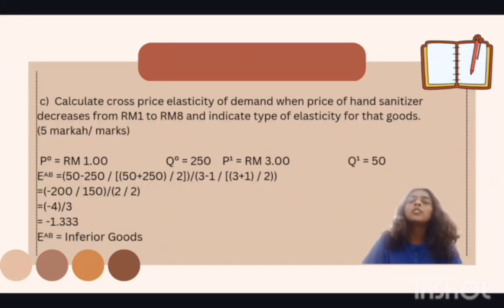Hi, today I'm going to explain question C. Calculate cross price elasticity of demand when price of hand sanitizer increases from 1 ringgit to 3 ringgit and indicate the type of elasticity for that good. So let P0 equal 1 ringgit and P1 equal 3 ringgit, and let Q0 equal 250 and Q1 equal 50. So we have to insert these numbers in the elasticity formula. So you will get negative 4 over 3, which is equal to negative 1.333. This one is considered as an inferior good.